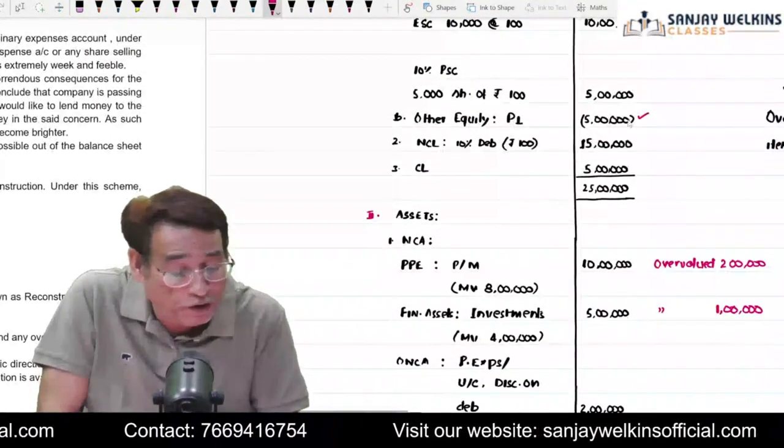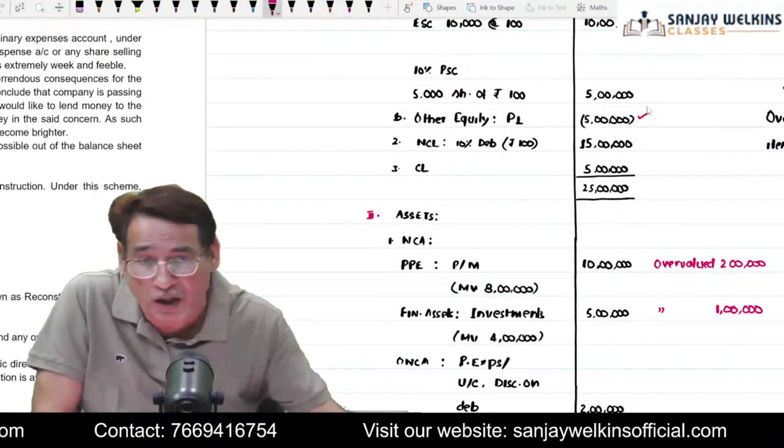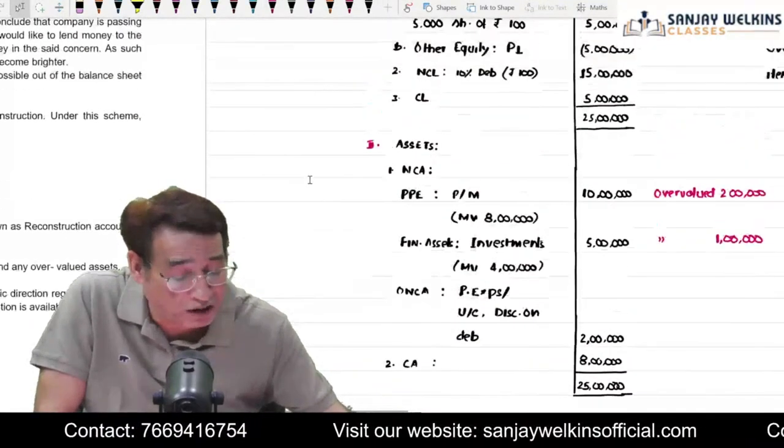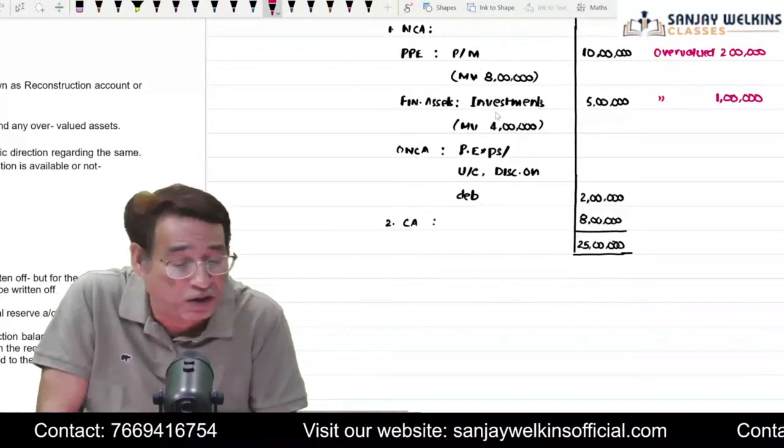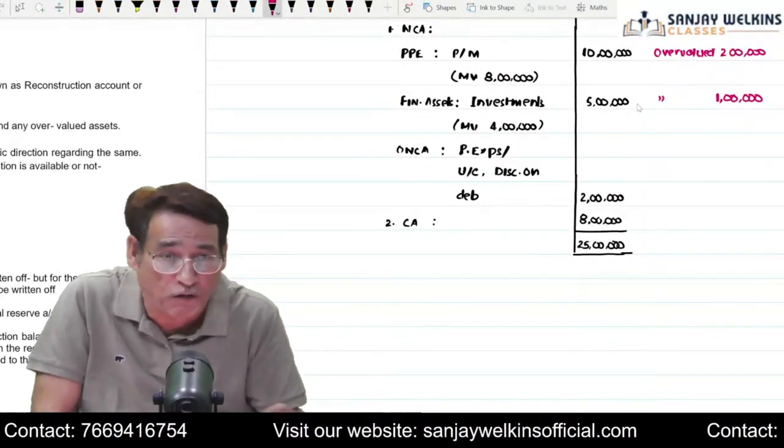So far, we have noticed three items. One, profit and loss account, correct, where I have tick marked, and then another two items, that is what we call plant and machinery and investment. And what we saw here, that these are overvalued.